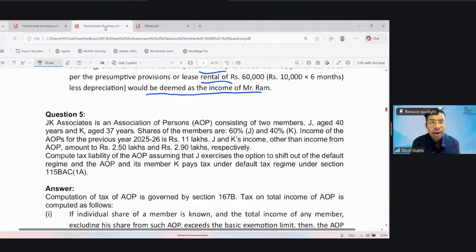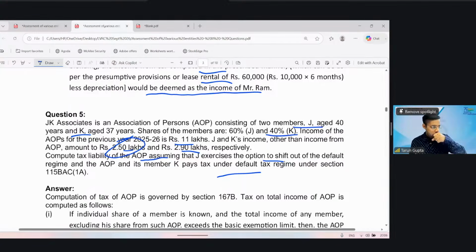JK Associates is Mr. J and K. The AOP's income for the relevant previous year is 11 lakh. The share of J is 3 and the share of K is 2. So the shares are determinate. AOP does not have any member who is otherwise taxable at a rate higher than the MMR. Here, the other income of J is 2.5 lakh and J has opted for the old regime. Under the old regime, the basic exemption is 2.5 lakh. So his income is up to the basic exemption limit.